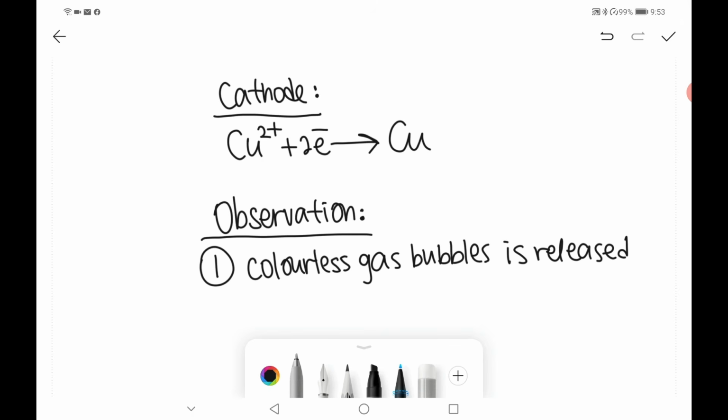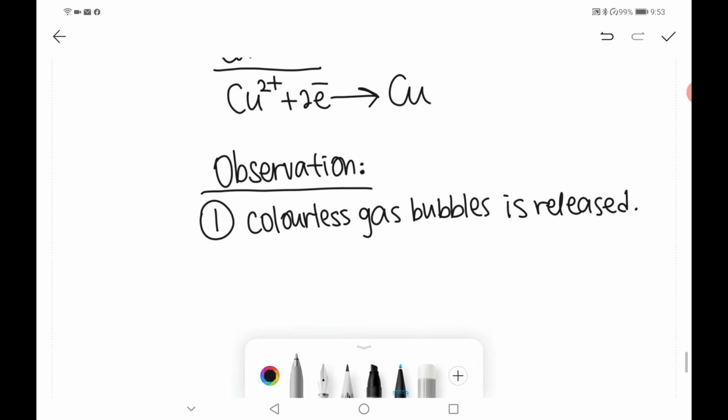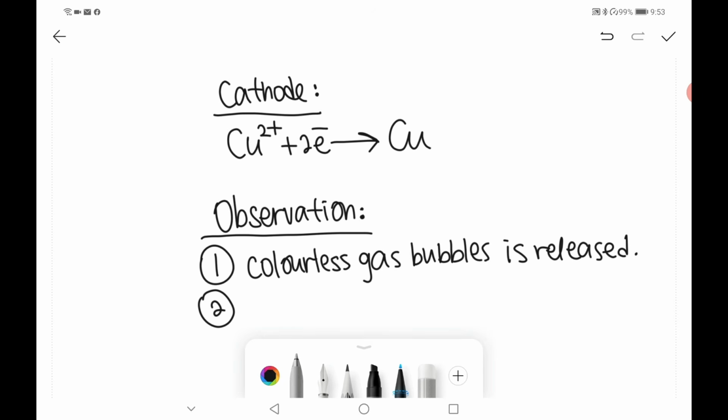You can say colorless gas bubble is formed, but "form" is not advisable because sometimes the marking scheme accepts it, sometimes the marking scheme doesn't accept it. So try not to use the word form. For gas, use the word release, which is better. Okay, what about the second observation?